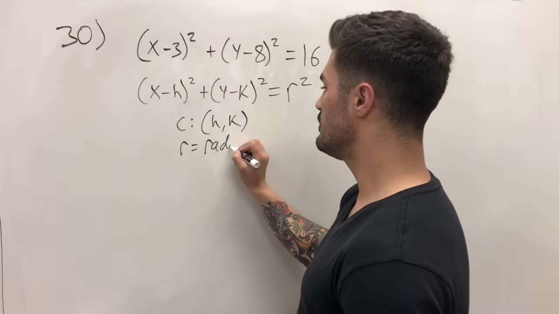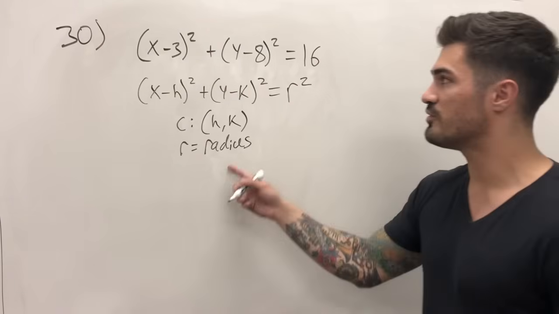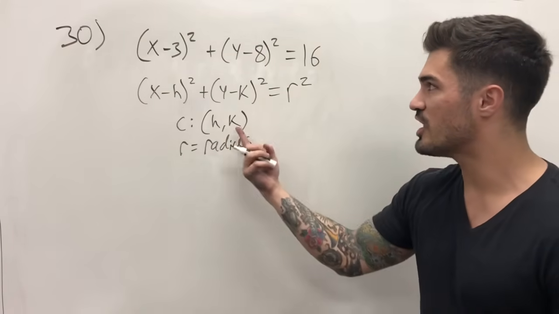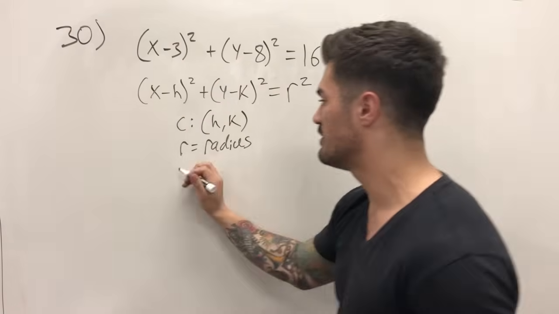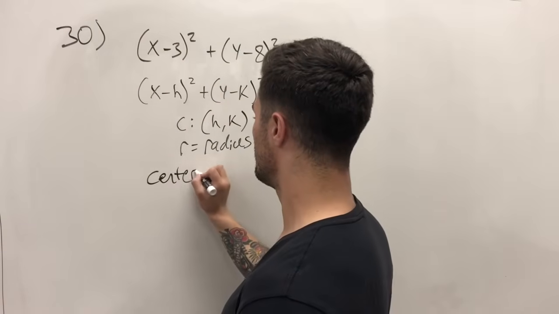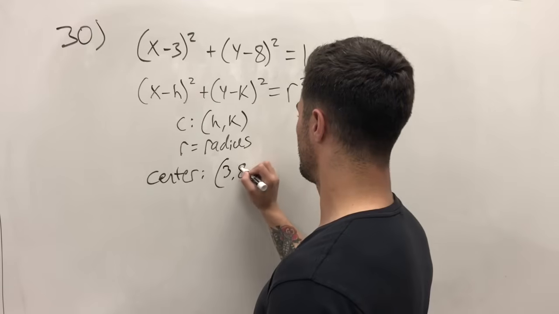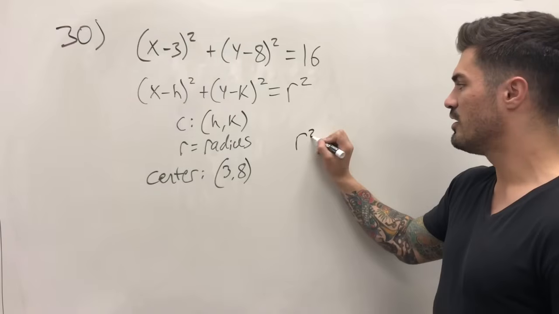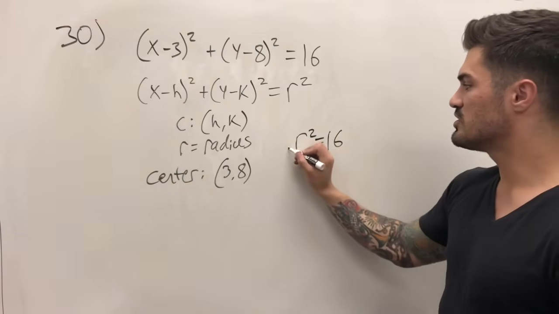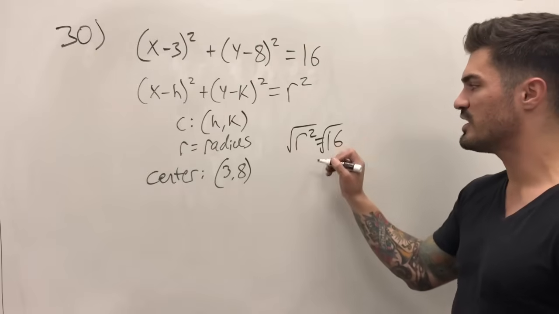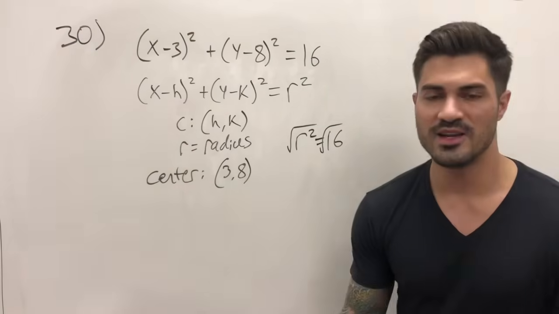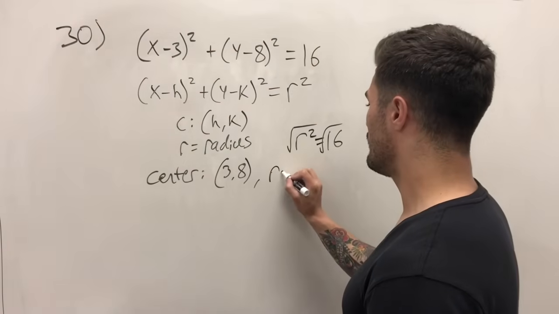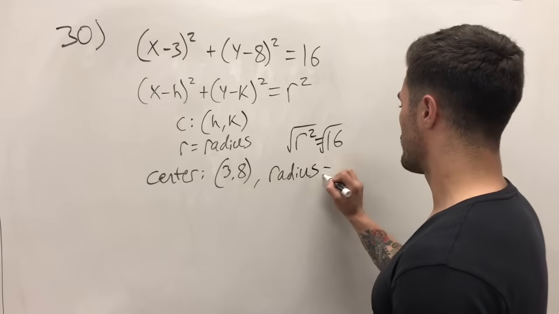All right? So if you know this information, then you can get the center and radius from this equation without doing any calculation. Again, h, k is my center, so my center is 3, 8. And what is my radius? Well, 16 is r squared, right? r squared equals 16, so we can square root both sides. Normally we would do plus or minus when we square root, but we know it's a radius, so it has to be positive. You can't have a negative radius, right? Because radius is a length. So we have a radius of 4. And that's it.